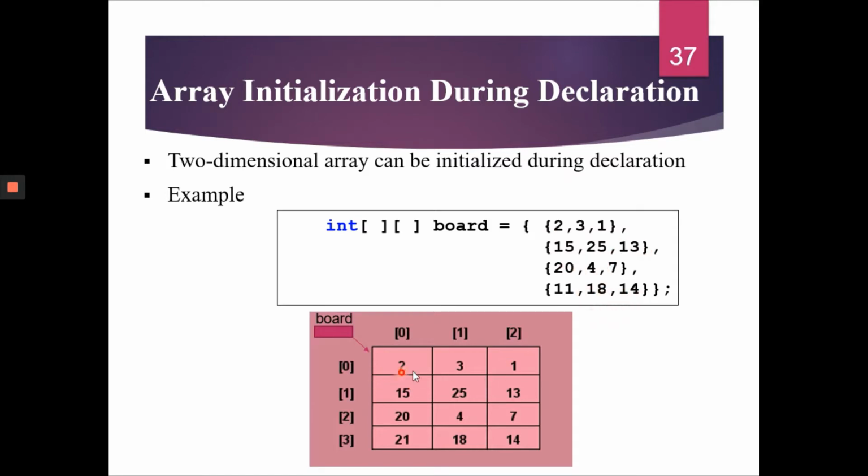So we have 3 columns here. Our row starts from 0 until 3, and our column starts from 0 until 2. When you declare and initialize in this way, automatically in your memory there will be one two-dimensional array, and the values are already assigned here. After this, you can do any processing about the two-dimensional array.